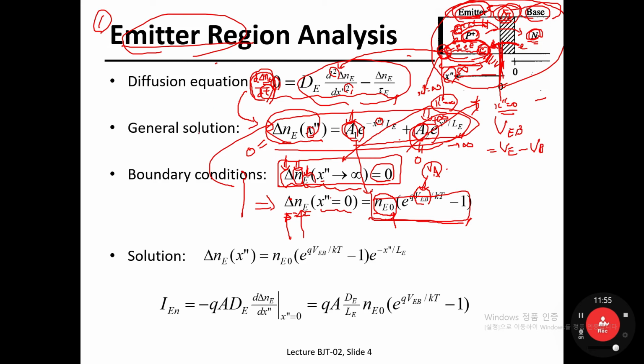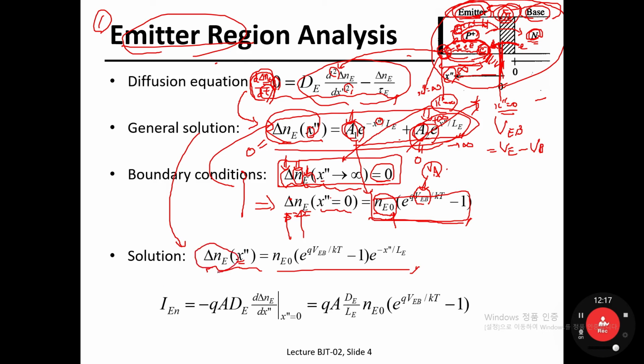So from the general solution, we're going to get the specific solution for the minority diffusion equation to be valid for this emitter region. So delta n sub e of x2 prime is equal to this. Okay, we're almost done.